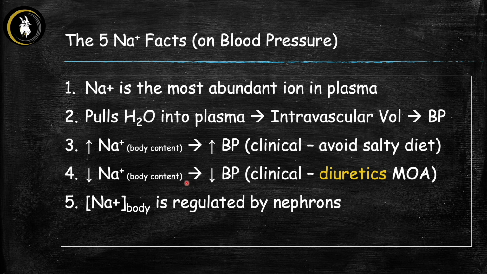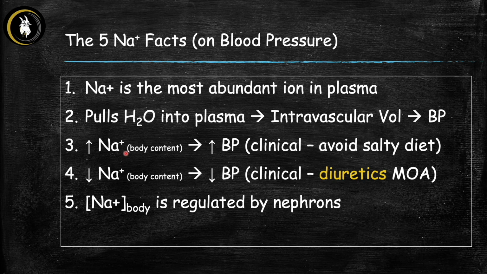All right, so to understand body fluid volume and the effect of diuretics on blood pressure, there are 5 important facts that you need to understand. Number 1, sodium is the most abundant ion in the plasma. So when you get that Chem 7 or that electrolyte panel and you're looking at your ions, you're going to see the one that has the highest reference range is the sodium. The reason that's important is because since it's the most abundant ion, it's the one that's going to have the greatest osmotic effect on how much water is in the plasma. So sodium is the main ion that's responsible for pulling water into plasma and for determining our intravascular volume, which then directly determines our blood pressure. So in this way, the sodium content in our body is directly proportional and relevant for determining our blood pressure.